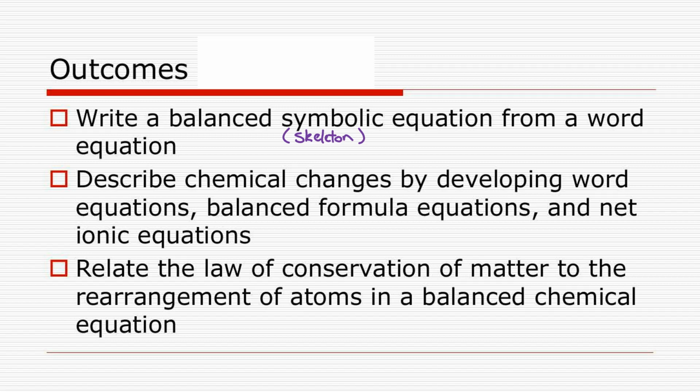We're going to be able to describe chemical changes by developing a word equation, balanced formula equations, and net ionic equations. We should also be able to relate the law of conservation of matter to the rearrangement of atoms in a balanced chemical equation. So every skill that we've done pretty much from chapter 4 on is kind of getting reused.